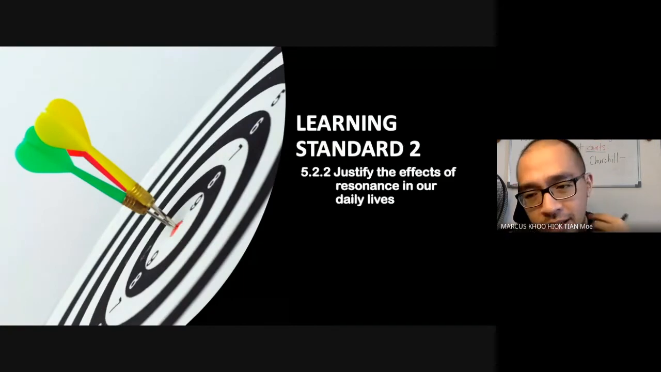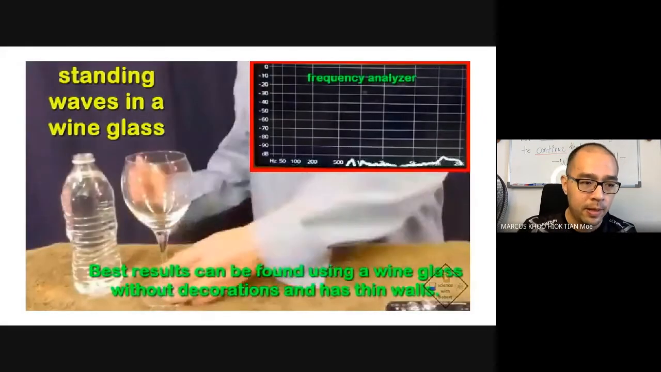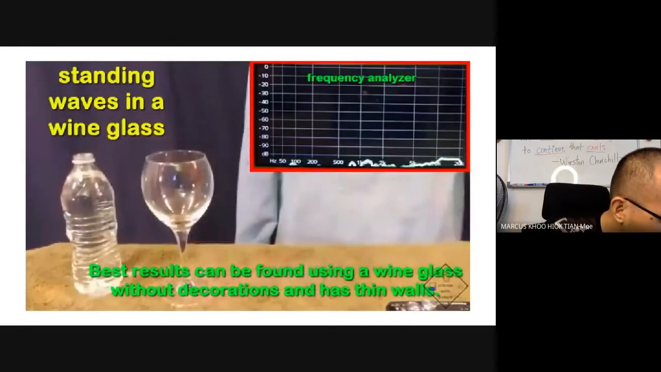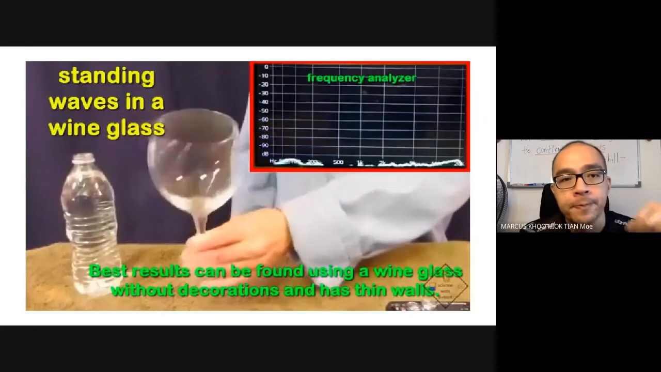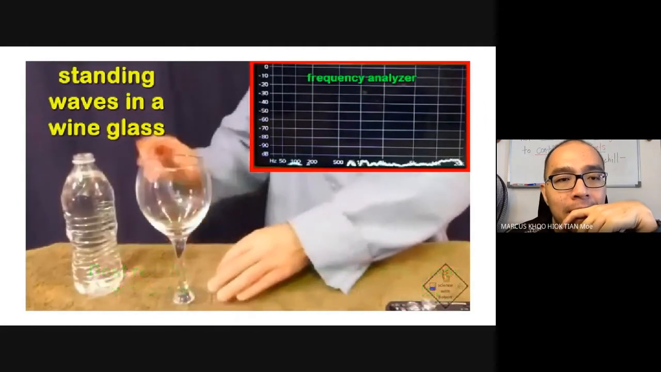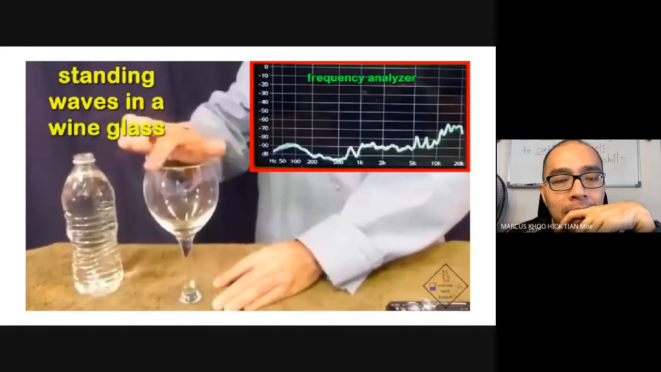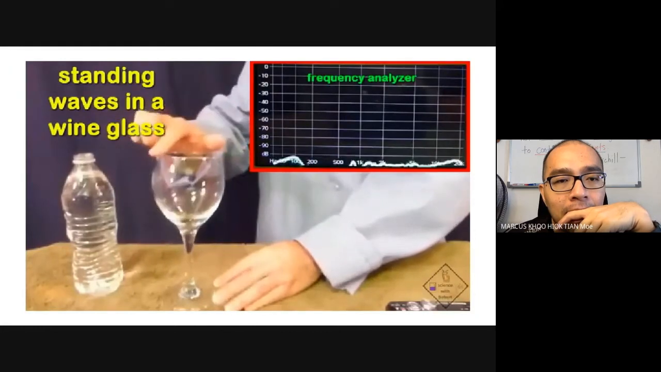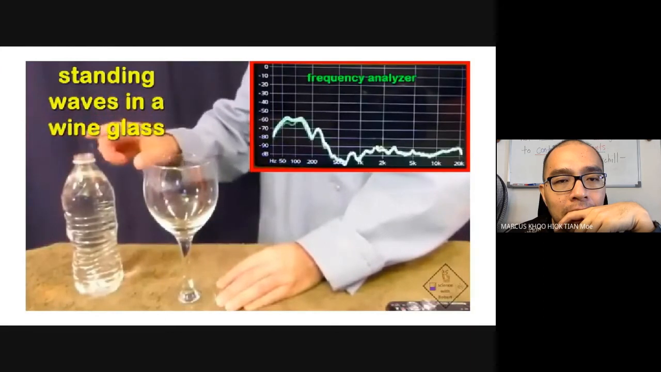Okay, let's talk about other applications of resonance in our daily lives. Let's take a look at this first. Dr. Smith has a wine glass that has no decorations and very thin walls. Such a wine glass will give a loud and clear sound when tapped and will create standing waves in the glass. However, creating standing waves in a wine glass is not as easy as it looks. Rubbing a dry finger along the rim of the glass provides too much friction, while rubbing a very wet finger does not have enough friction.